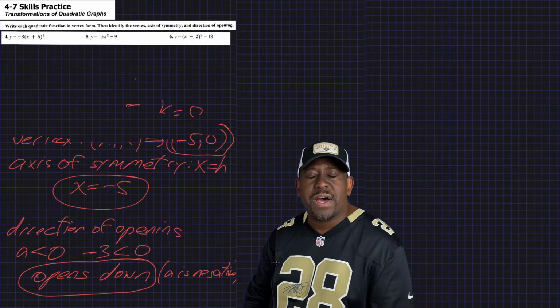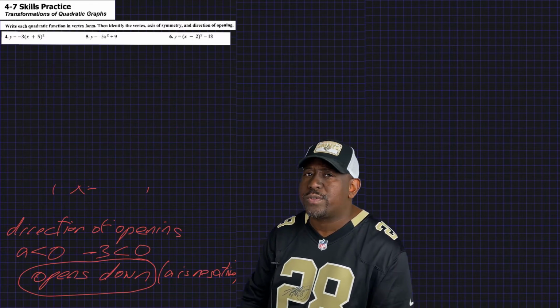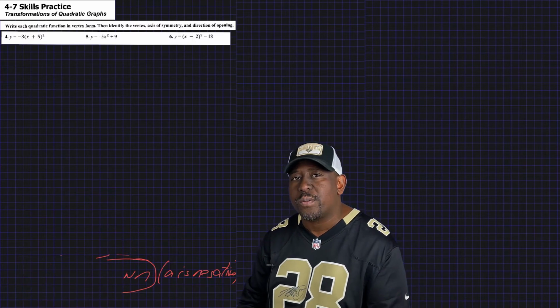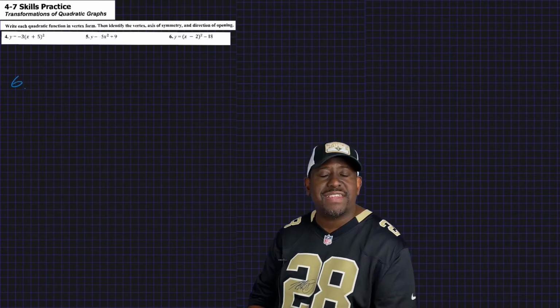Now, the interesting thing about number 4, it was already in a sense in vertex form. So what happens when you have a problem that's not in vertex form, where the problem is more what we call standard form, ax squared plus bx plus c form? So let's see if we'll do a problem like that. Let's see what the NOLA Mathman does next.